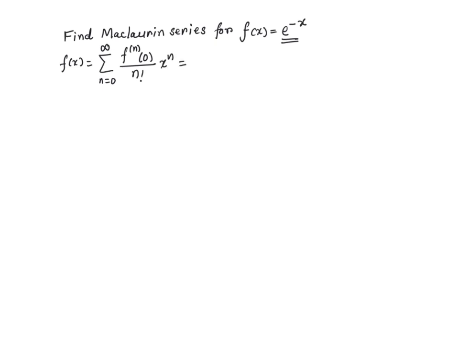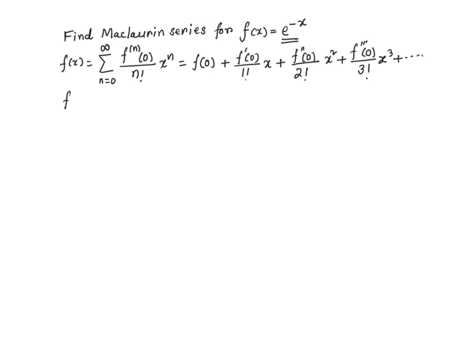If you were to write it out, the 0th derivative is just f of 0, right? Then f prime of 0 divided by 1 factorial times x, f double prime of 0 divided by 2 factorial times x squared, plus f triple prime of 0 divided by 3 factorial times x cubed, plus dot dot dot. Okay, so let's go ahead and find the values of these coefficients.